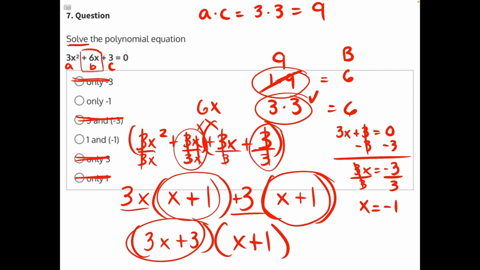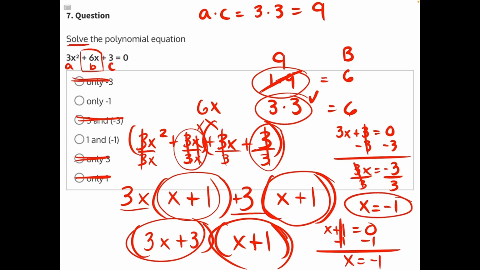Now we need to set x plus 1 equal to 0, our other binomial. Here 1 is being added, so the opposite operation would be subtraction. These ones will cancel, leaving us with x equals negative 1. So the only solution is x equals negative 1, making B our correct answer.